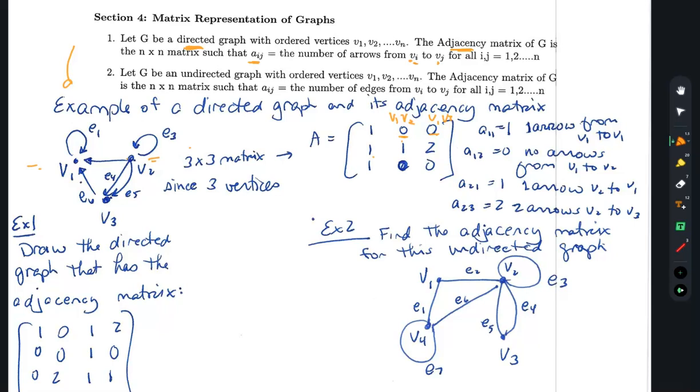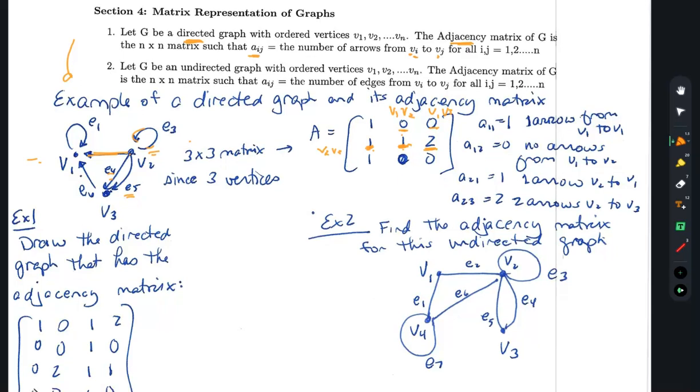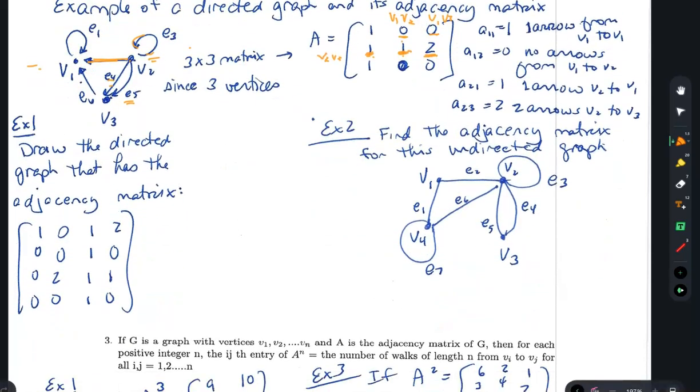Okay, if I went to this entry, it would be the number of arrows from V2 to V1, and I can see there's one edge right there. And this would be the number of edges between V2 and V2. There it is, got the loop. And then this would be the number of edges between V2 and V3. I see 2 different edges, so that's why there's the number 2 there. Okay, so I think you've got that idea. So let's go do this one.